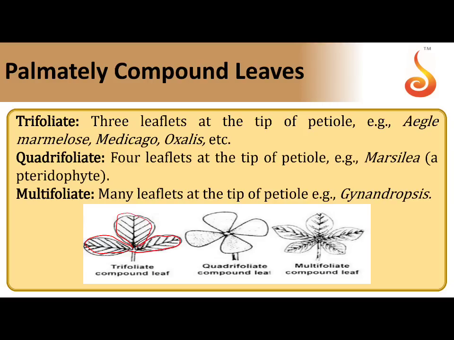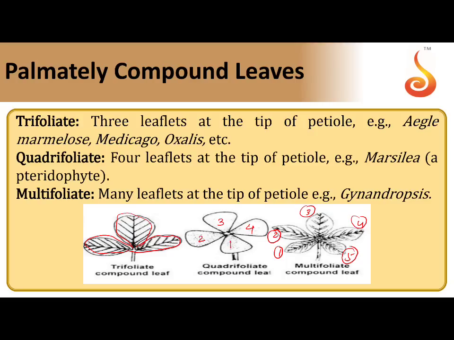In quadrifoliate you have 1, 2, 3 and 4. In multifoliate it is more than 4. You have 1, 2, 3, 4 and 5. This has 5 digits, something like a typical palm. So where do we see these leaves?